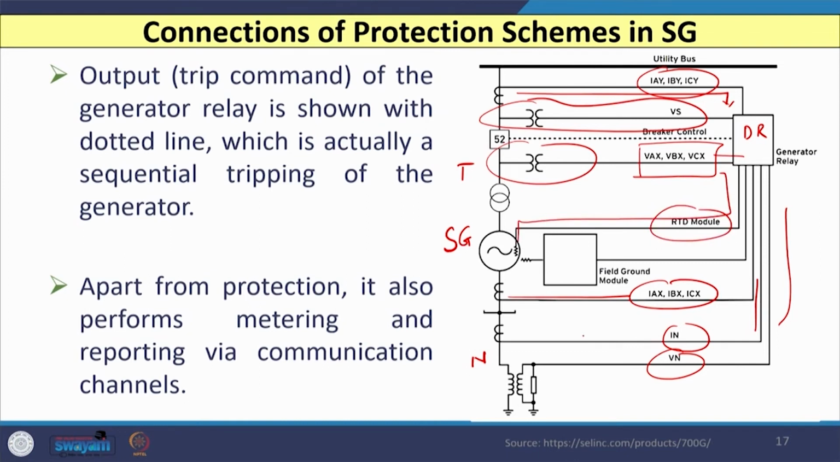Moreover, to detect the loss of field, the field ground module output is also given to the digital relay. So, based on this, if any abnormal condition or fault is detected, then this digital relay will operate and give a signal to the generator breaker, so that the breaker can trip. Along with this, the field breaker and the governor unit are also there, and they are also going to trip depending upon the abnormalities or fault.